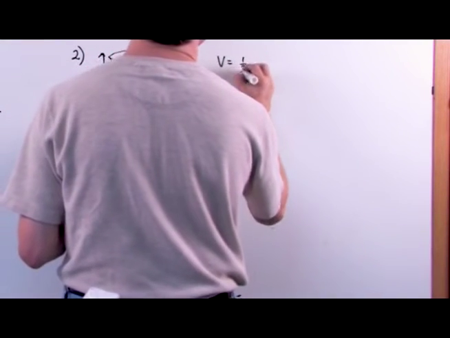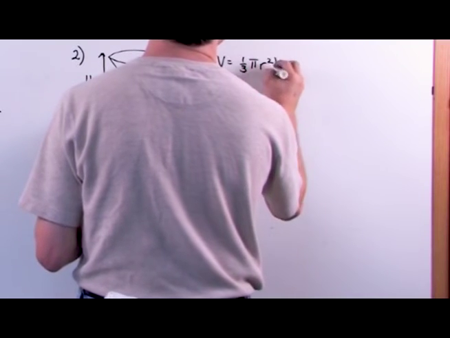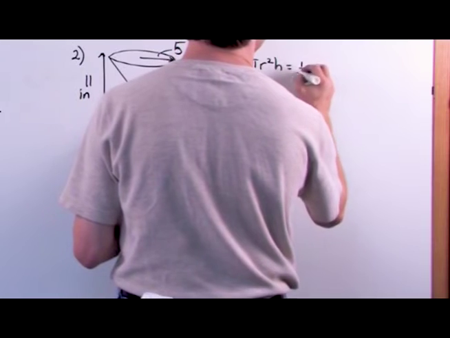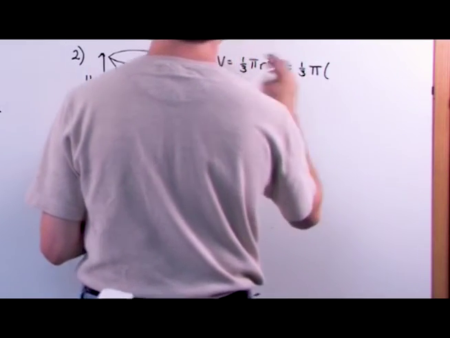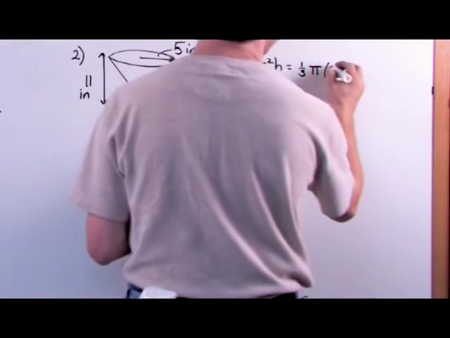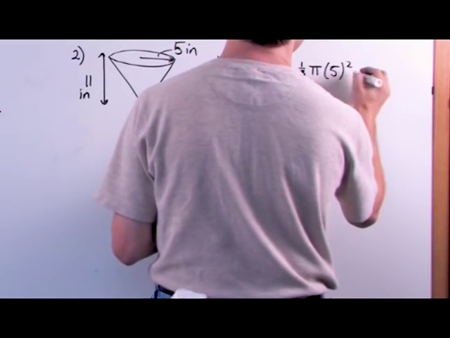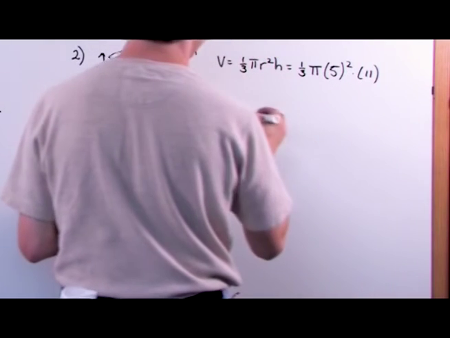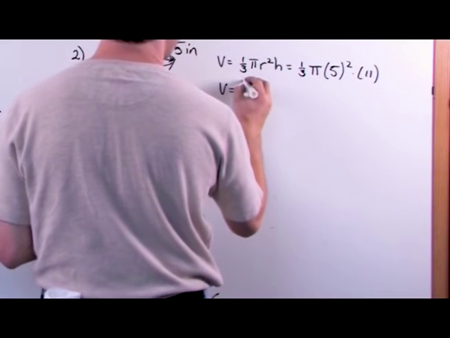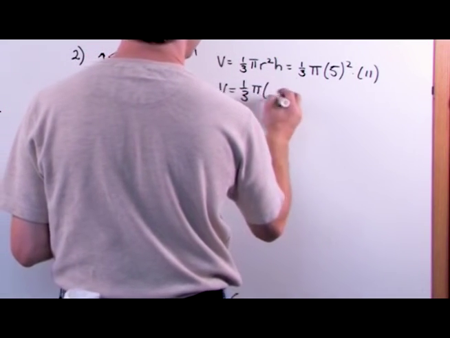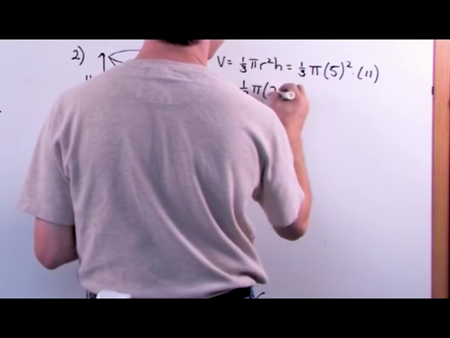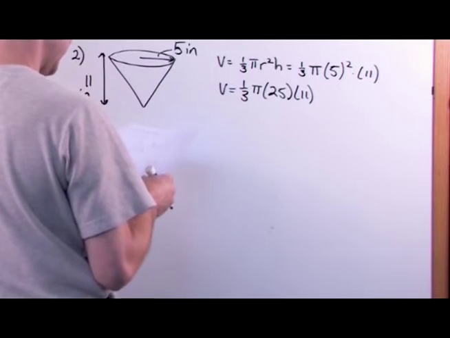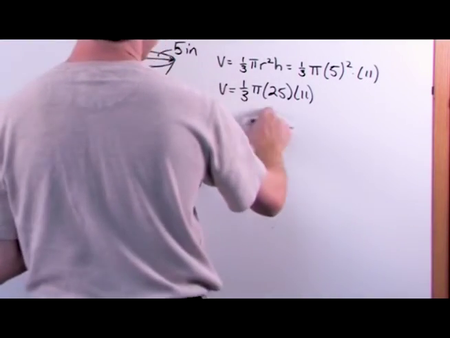It's 1/3 pi r squared h. So it's 1/3 pi, the radius is equal to 5, so I'll put 5 squared, and the height is equal to 11. So the volume is equal to 1/3 pi, 5 squared, 5 times 5 is 25, times 11. And I'm just going to go ahead and rip through my calculator here.